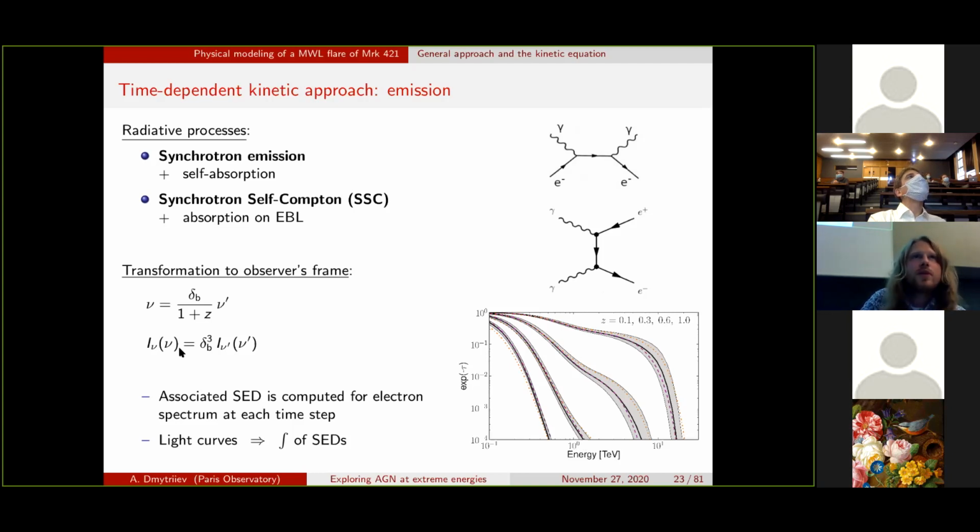And we transform the emission to the observer's frame, as the blob is moving relativistically along the jet with a high Doppler factor around 10 to 30. So you get a Doppler boost of the frequency, but the photon also suffers from cosmological redshift. And you've got the headlight beaming effect expressed with this delta Q factor. And so the emission is amplified. And so we compute the SED at each electron spectrum at each time step. And the light curves are obtained by integration of the SEDs in the energy range of interest.